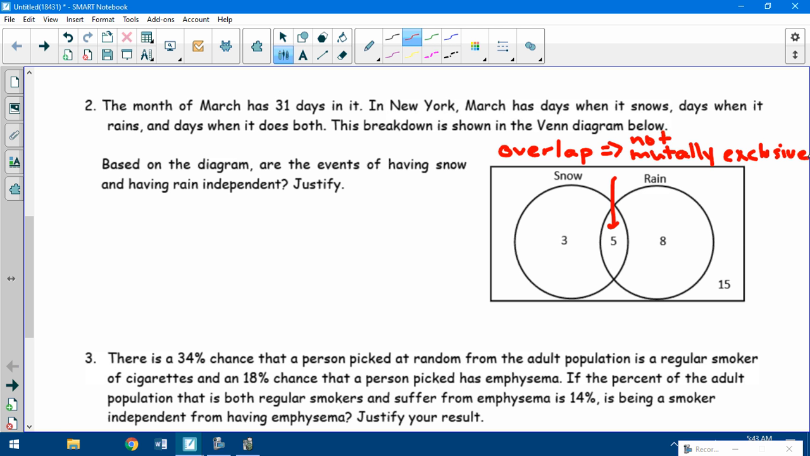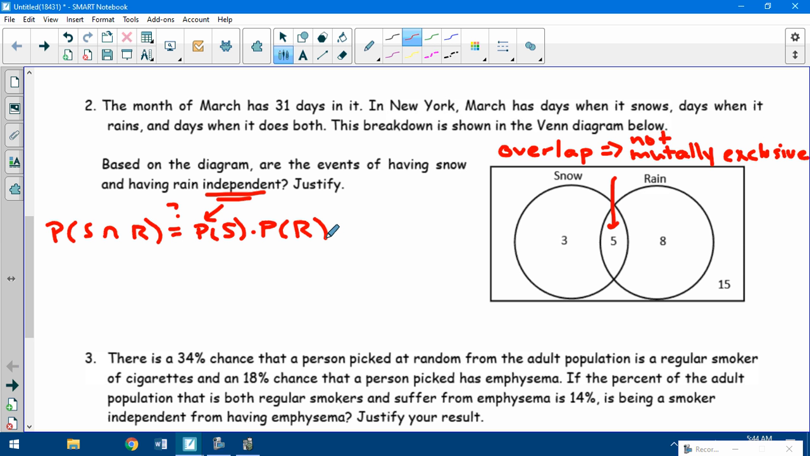Okay. So if you have data and it asks if something is independent, you need to do a test. And again, I usually gravitate towards the product test. So if I'm trying to tell if snow and rain are independent, I'm going to check is the probability of snow and rain equal to the probability of snow times the probability of rain?